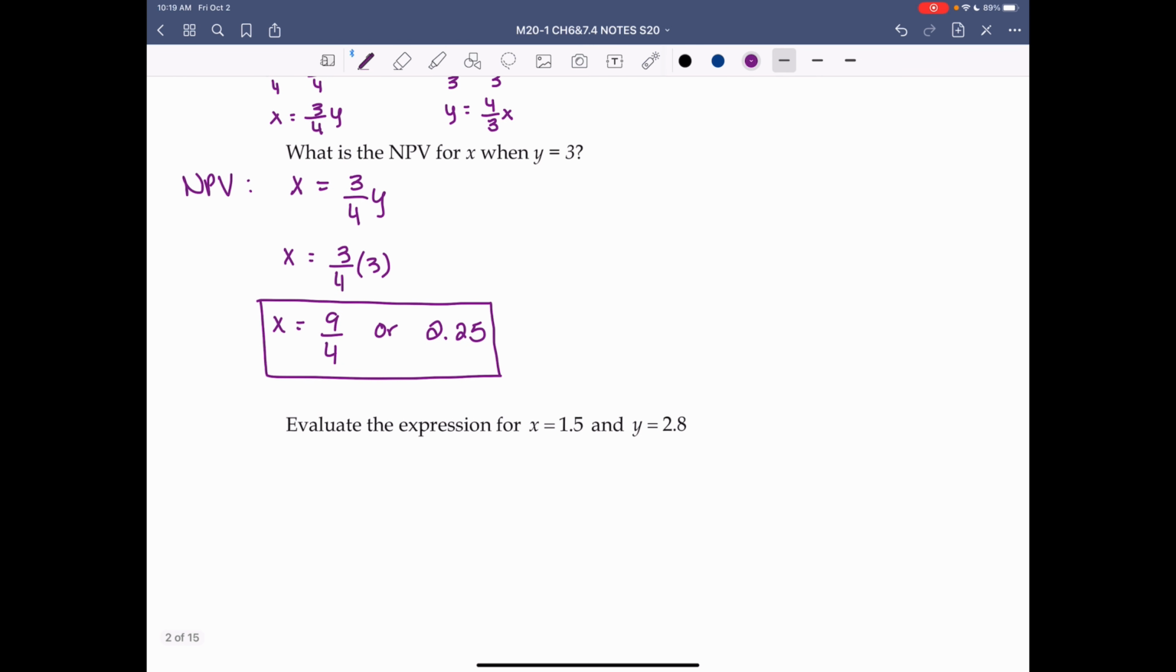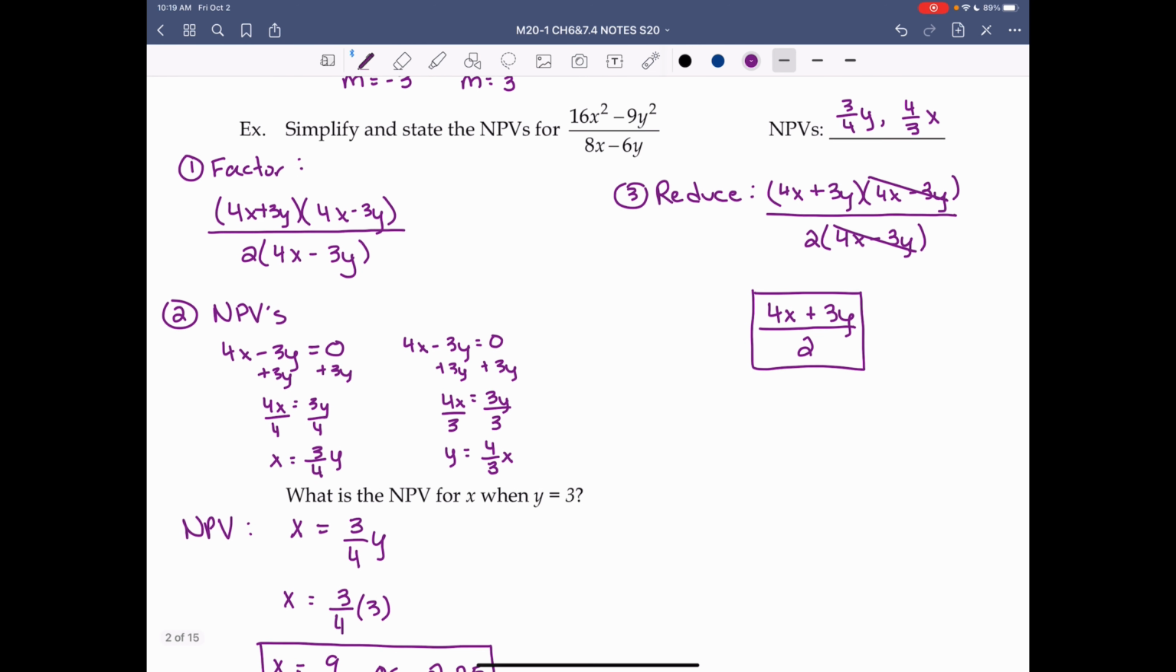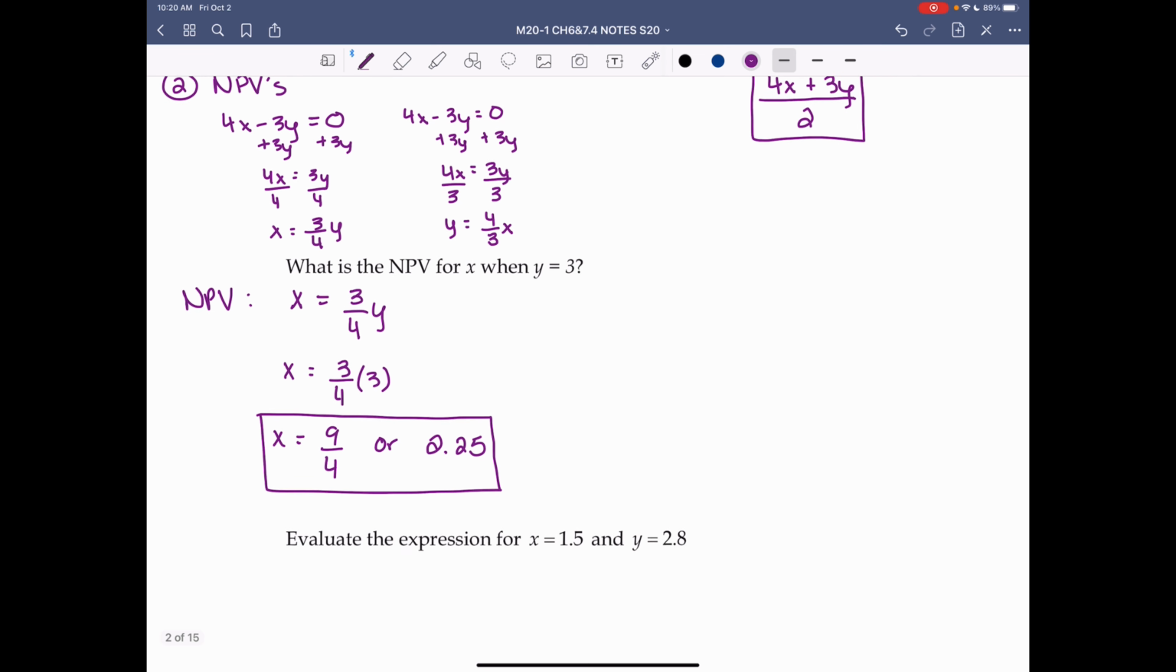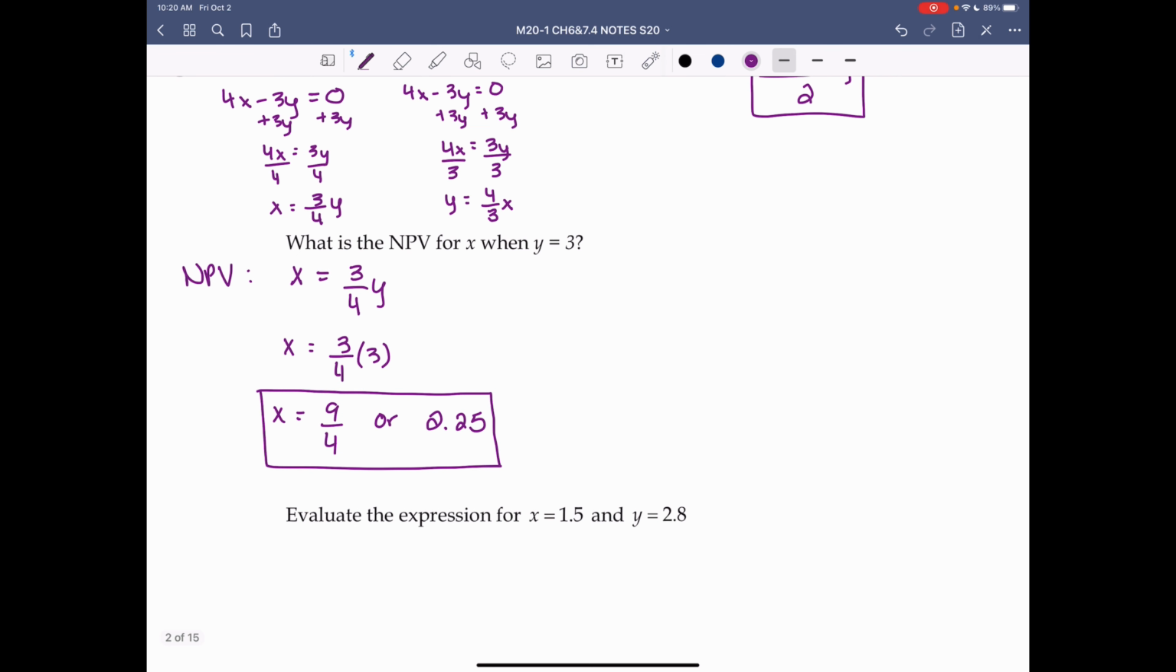Last question, evaluate the expression for x equals 1.5 and y equals 2.8. So we could evaluate the expression, that's saying plug in the values for x and y and calculate what it equals. Now we should use the original function because we don't know the exact values of our NPVs. So we don't actually know if 1.5 and 2.8 might be NPVs, okay?